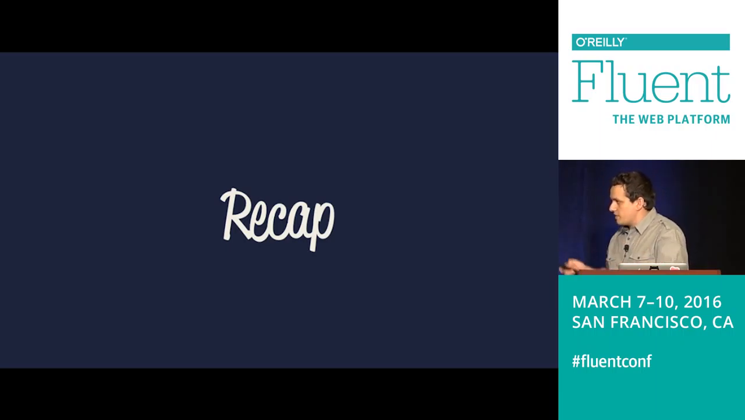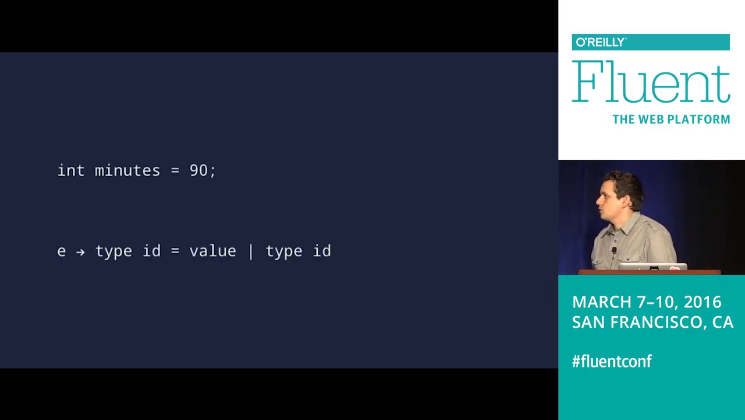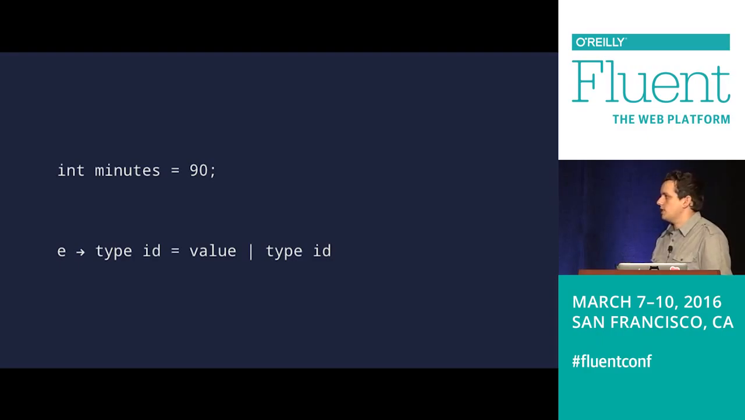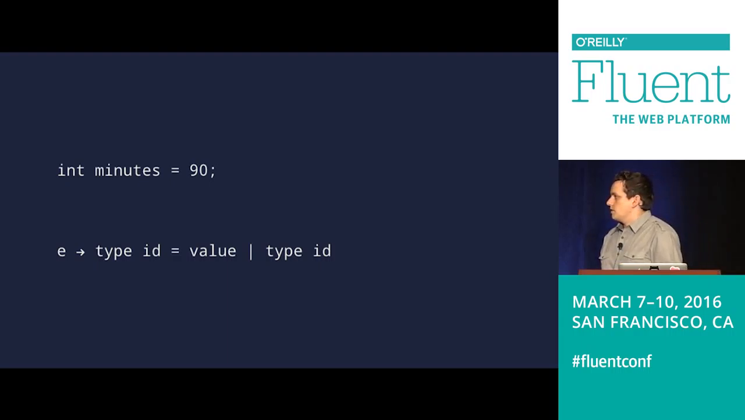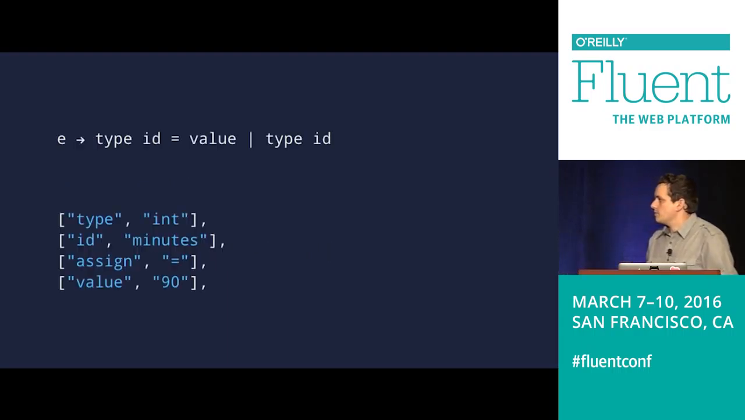To recap all the things we've done, we started with some source code: int minutes is 90. And we decided some rules about how our language looks, what the grammar of the language is. We've got type definitions, identities, assignment, values. Alternatively, someone can just say type variable name, and that's enough for a statement.